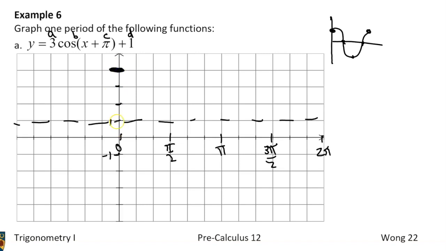And then down 3 from the middle line, 1, 2, 3, would be right here. That would be your low point right there. Okay, so we've gone up 3 and down 3 from our vertical displacement. So D, A, C. Now we're going to go pi to the left.